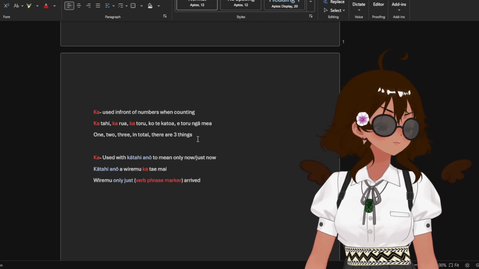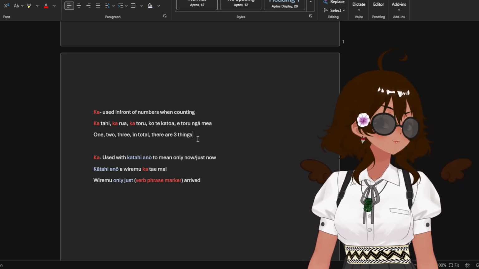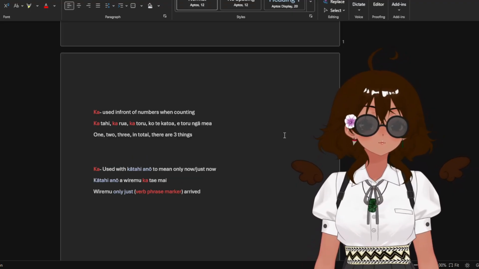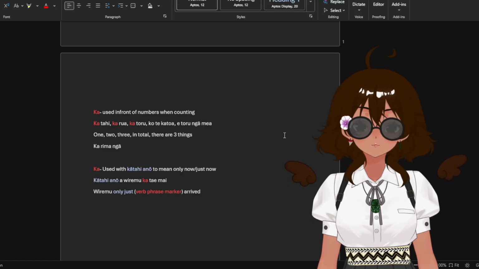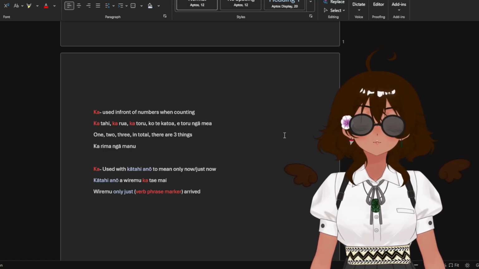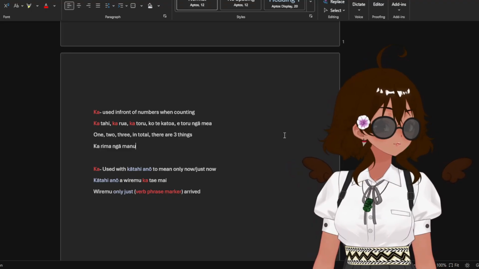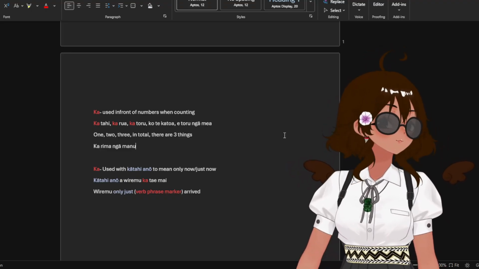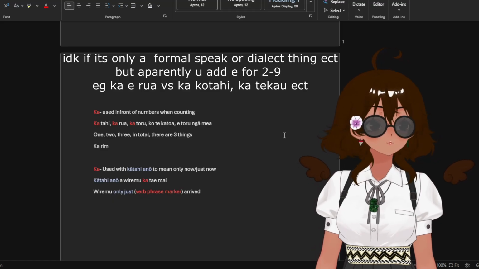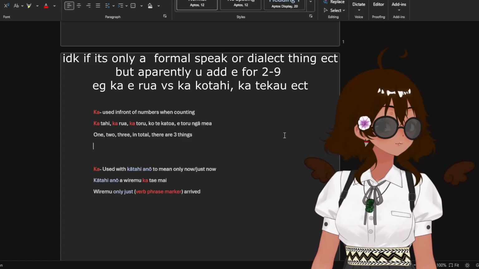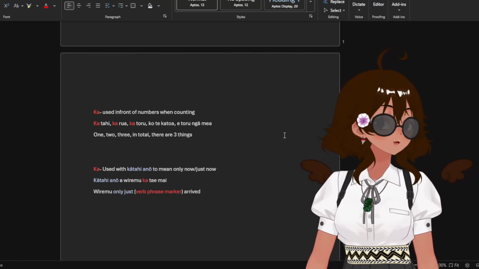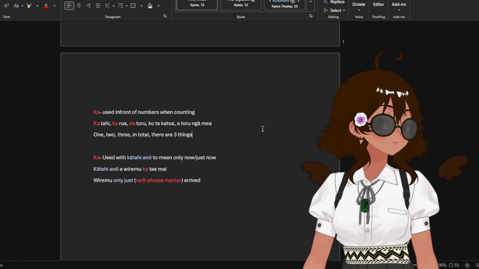And I'm pretty sure you can also use it to say, for example, ka rima ngā manu. There'll be 5 birds. You can use it like that too, I'm pretty sure. But don't quote me on that. I'll check later, maybe. If I don't check later, then ask your teacher. Or look it up yourself.